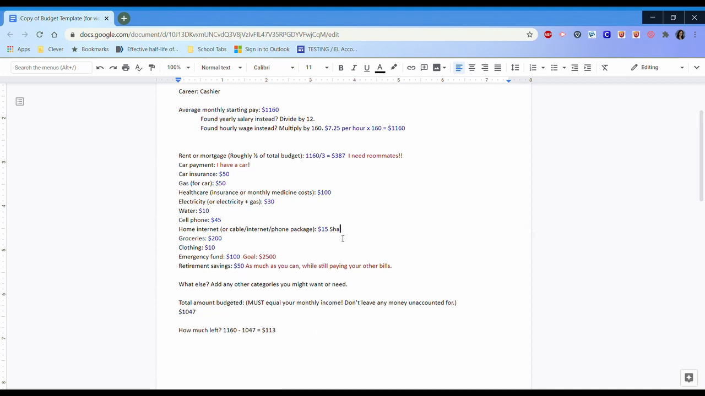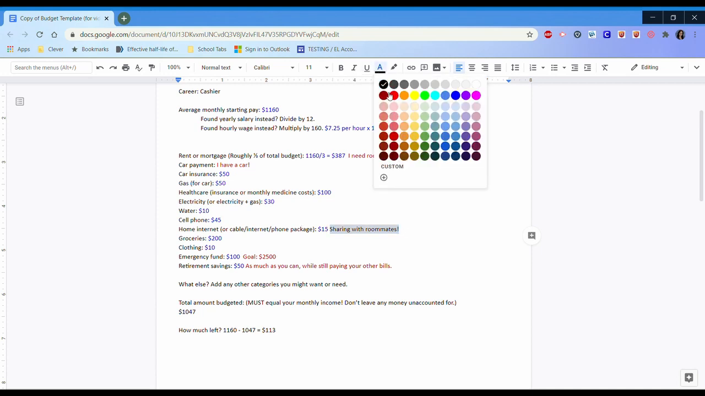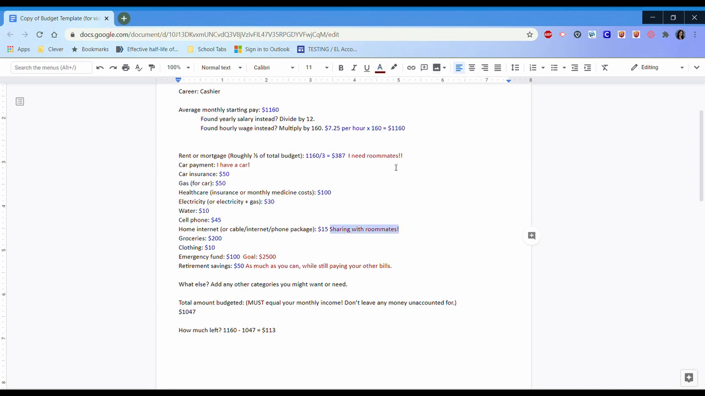By the way, if you have something that you're going to be sharing with roommates, please note that on your budget so that your teacher doesn't think you're actually going to get internet for $15 a month. Although if you know where you can get home internet for $15 a month, please share. Okay, I'm going to take this $113 and add it to my emergency fund. So that means my emergency fund is going to be $213 a month.